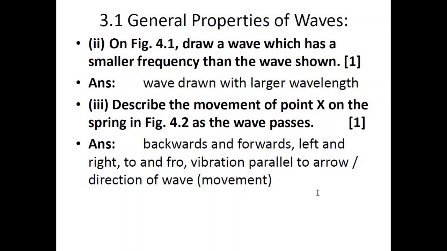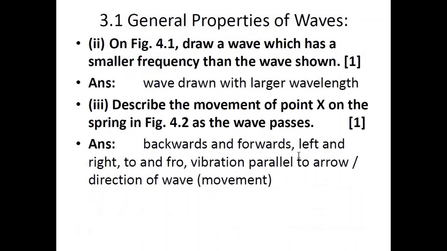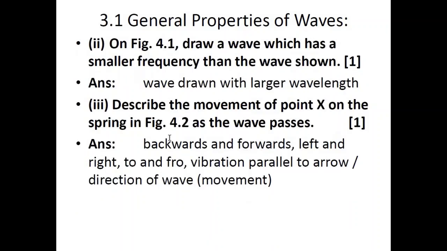Draw a wave with a larger wavelength. Wavelength is this distance, so simply draw it with a larger distance. Describe the movement of point X on the spring as the wave passes. Point X is inside a spring, so it would be moving backward and forward, or left to right, to and fro, however you want to describe it. The vibration would be parallel to the direction of the wave, or direction of motion.